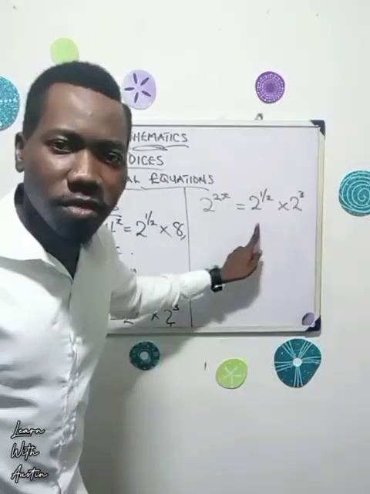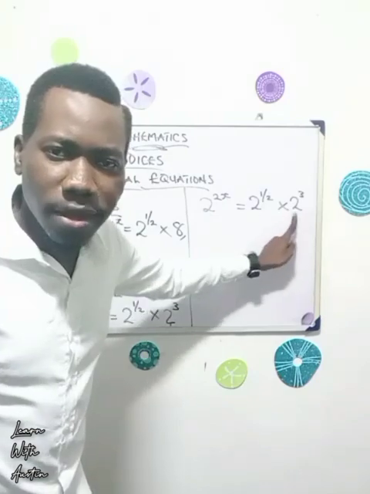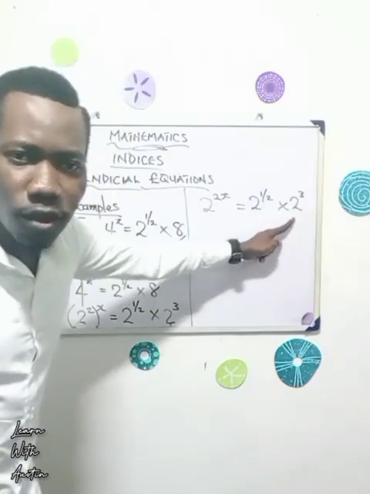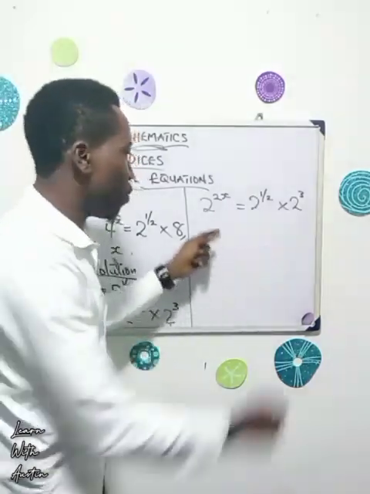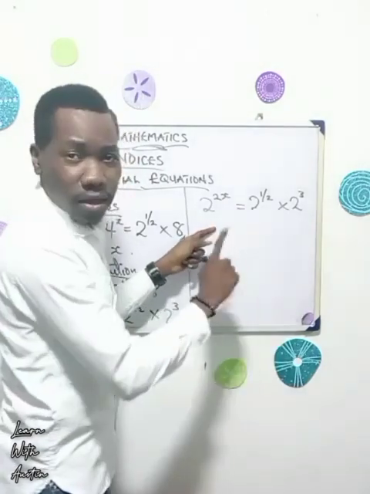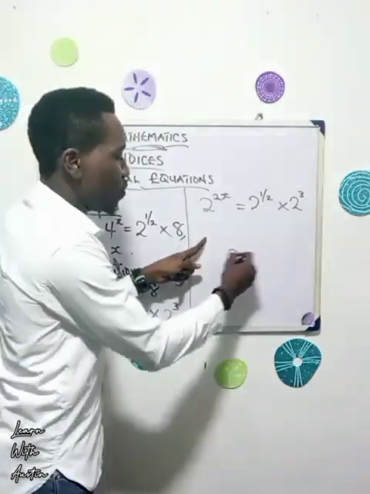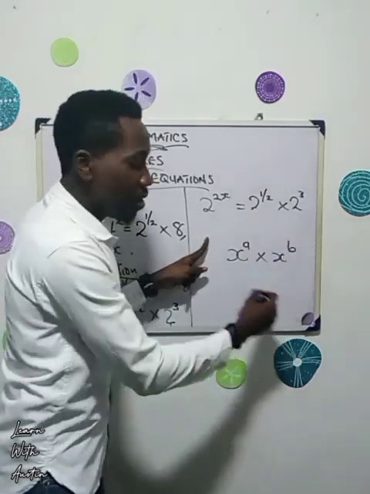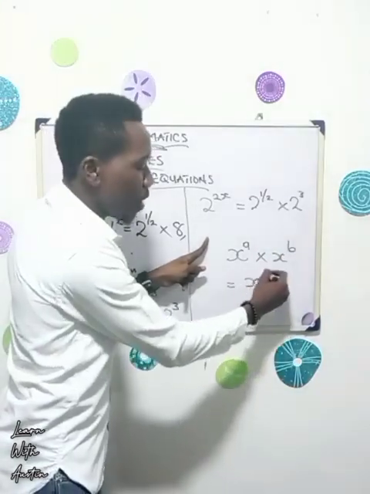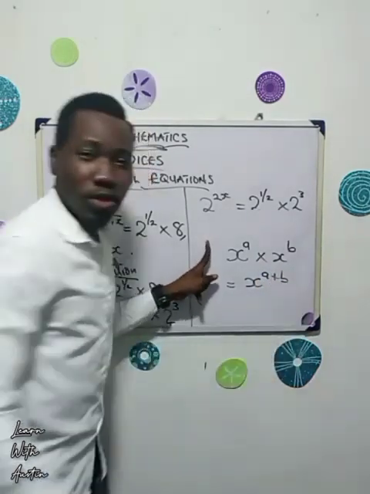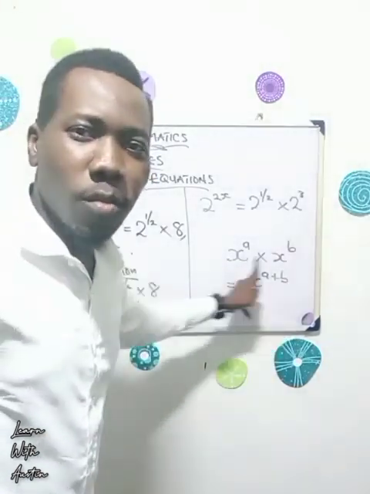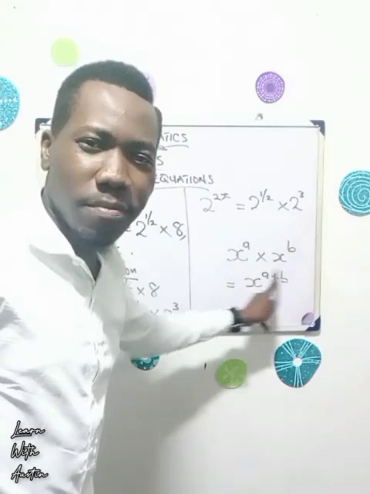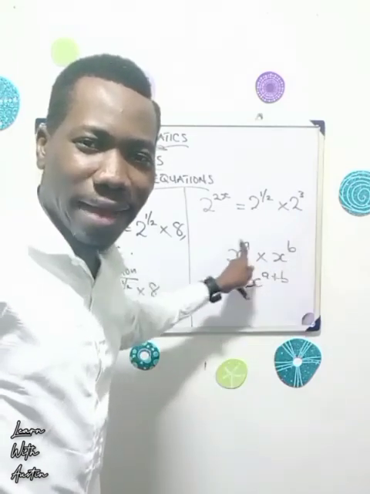Now, before we drop the bases, if you look at these two, remember the addition rule. The addition rule of index says what? That x raised to the power of a times x raised to the power of b will give us x raised to the power of a plus b. In other words, when you have two numbers multiplying each other and they have the same base, you're going to add their powers.